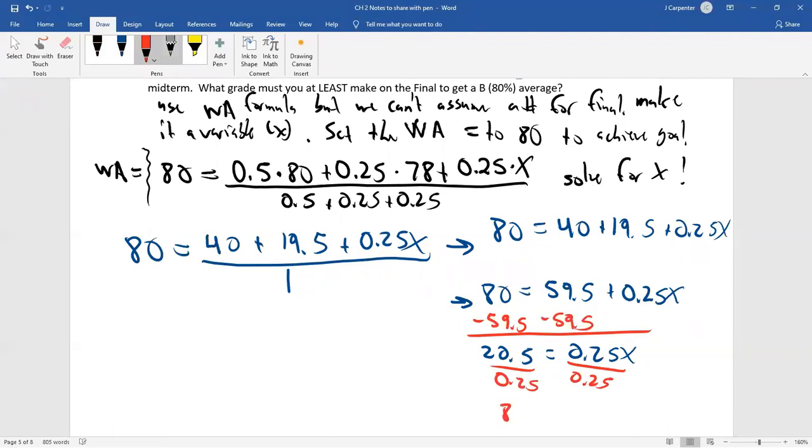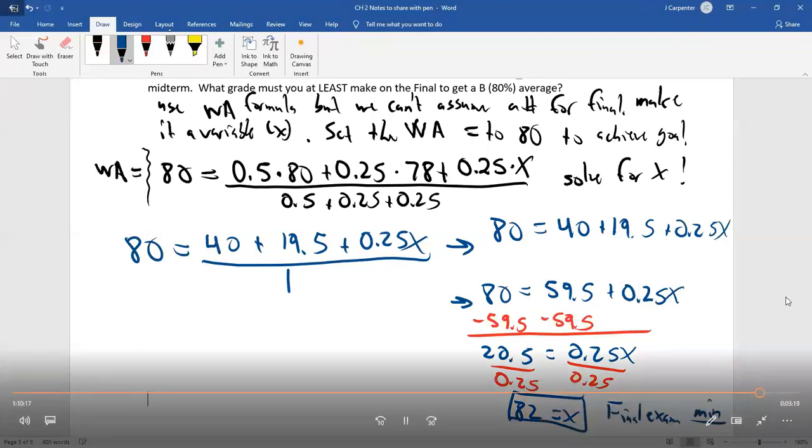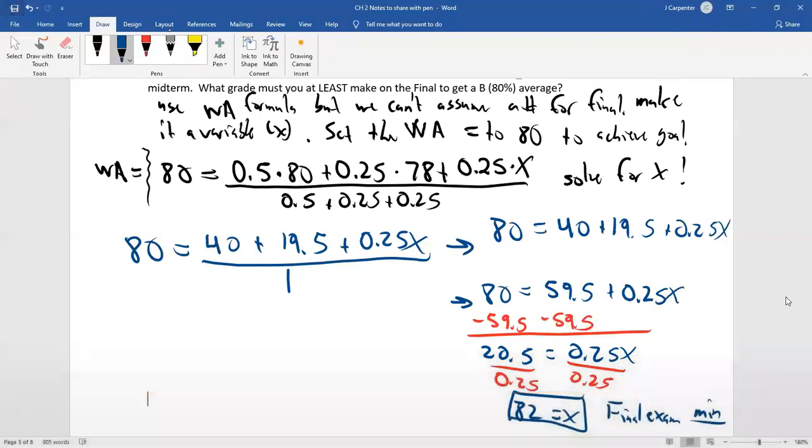So 82 is the grade that we need to earn on the final exam at a minimum. If we want to earn a B in this course, we have to at least get an 82. That's because our grade isn't even an 80 before the final. So yes, we have to make higher than an 80 to actually pull that up.